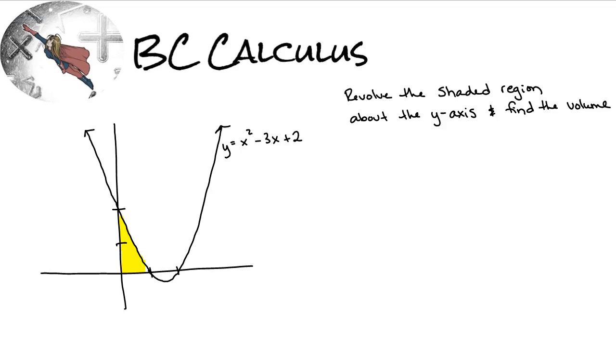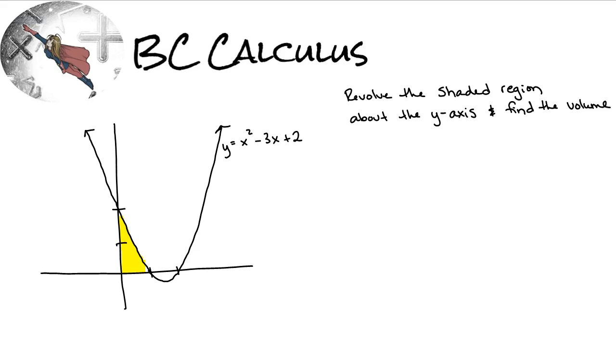Okay, this is why the shell method is valuable, because imagine if we had this very simple curve, y equals x squared minus 3x plus 2, and the region shaded in yellow is the part that we're going to revolve, and let's say they want you to revolve around the y-axis.